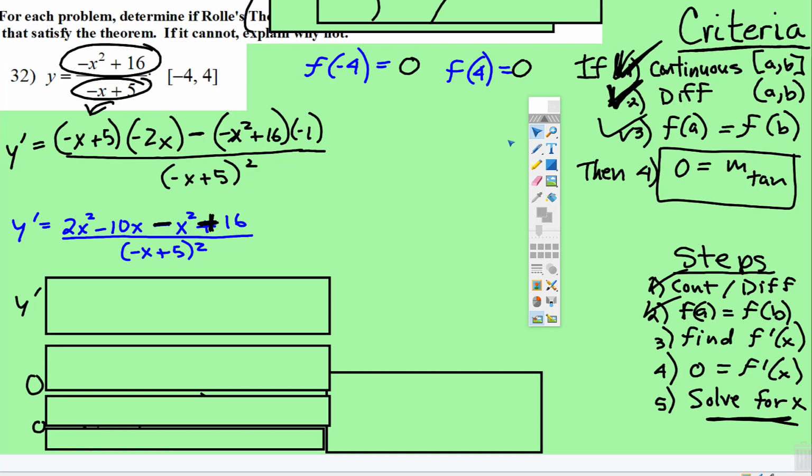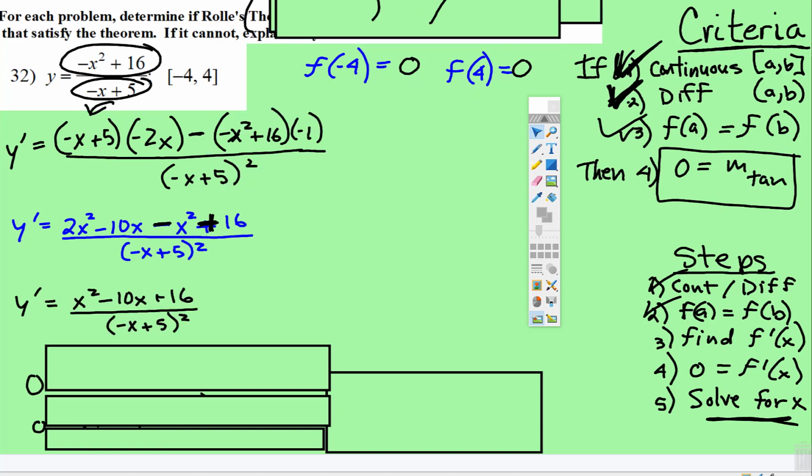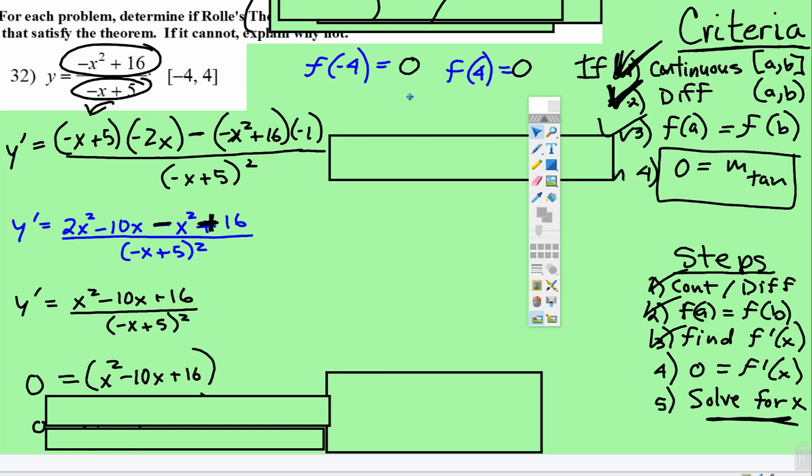All right, and now you can simplify that. 2x squared subtract x squared is just x squared. And then there are no other x's, so you bring down -10x, and you bring down positive 16. And now, so we've done that, we found the derivative. Now we're going to set the derivative equal to 0. So instead of y prime, we put 0.